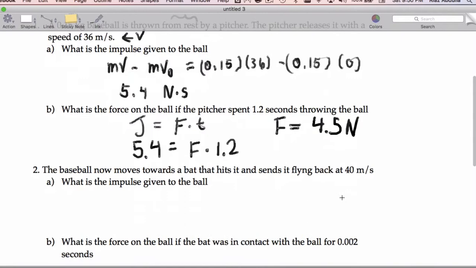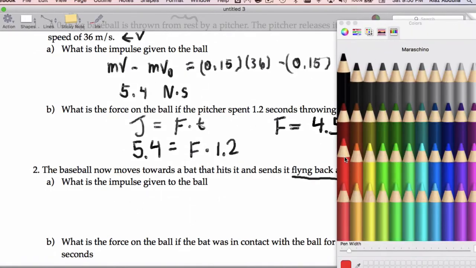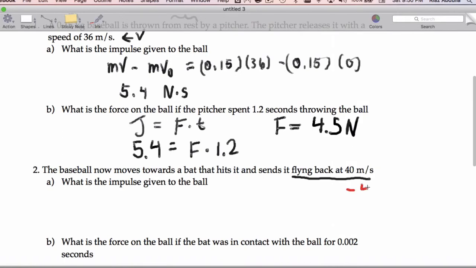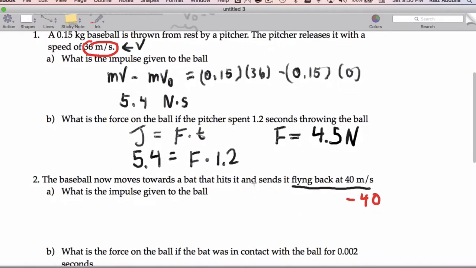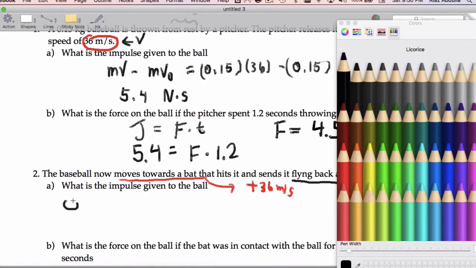newtons. Now, the baseball moves towards the bat that hits it and sends it flying back at 40 meters per second. So it's sent flying back. So let's be clear that this speed is negative 40. And when we say now moves towards the bat, let's be clear that that's the 36 meters per second from up here. So moves towards the bat, I should have been clear that that is at the plus 36 meters per second here. So the idea is that we have this baseball going in like this at 36 and then coming out at negative 40, like that.